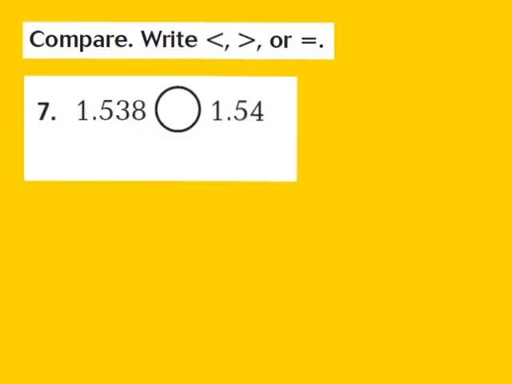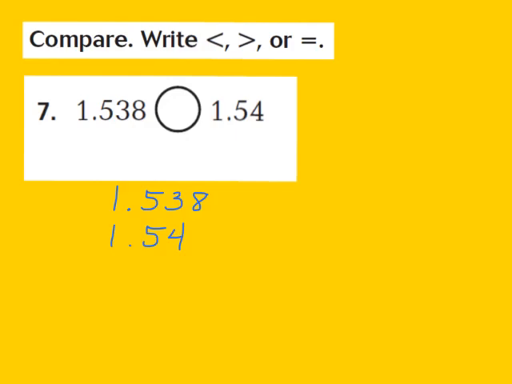Okay, let's take a look at question number 7. Once again, our job is to compare and then to write less than, greater than, or equal to complete the sentence. Now, once again, I'm going to follow my steps, and I know that my first step tells me to line up the decimal points. So I'm going to write down my 2 numbers, making sure that I'm lining up the decimals. So I have my first number, and now I have my second number.